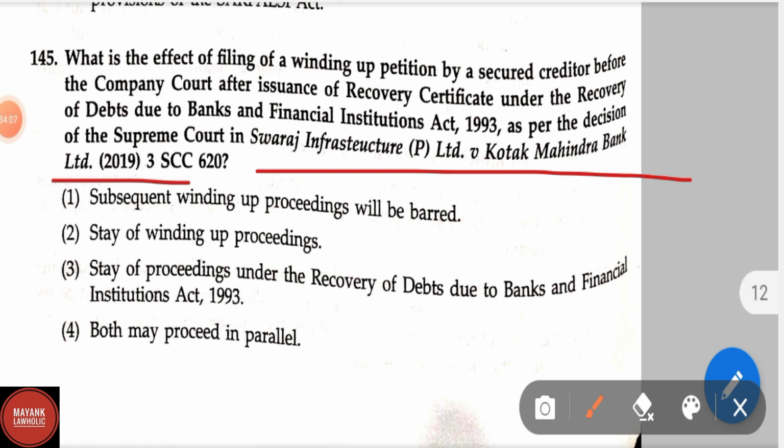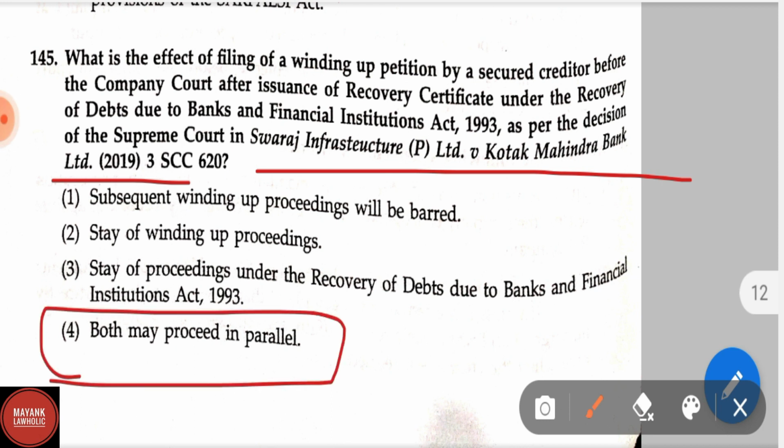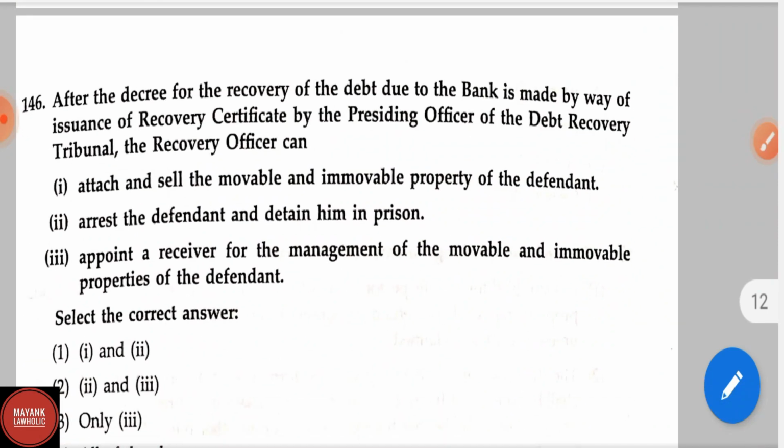Options are: subsequent winding up proceedings will be barred; stay of winding up proceedings; option 3, stay of proceedings under the Recovery of Debts Due to Banks and Financial Institutions Act 1993; and option 4, both may be proceeded in parallel. In this question, the correct answer is option 4, both may be proceeded in parallel. Now let us see question number 146.